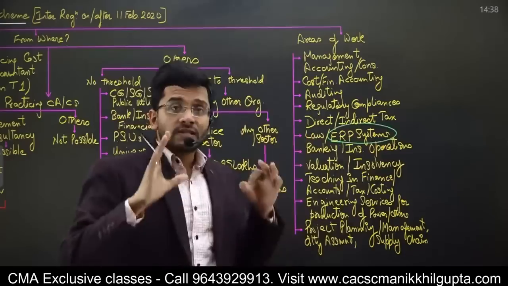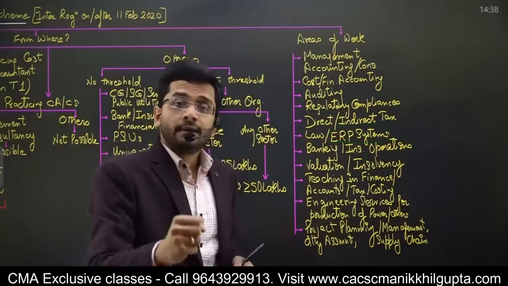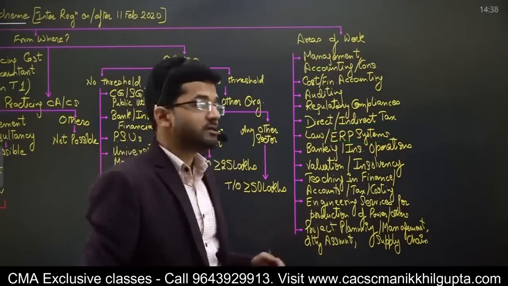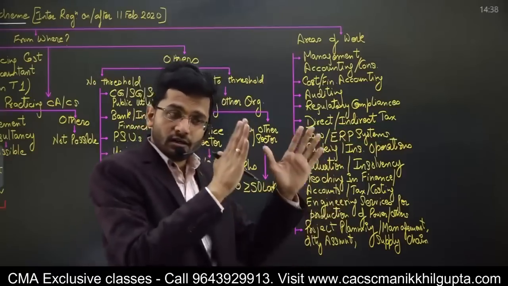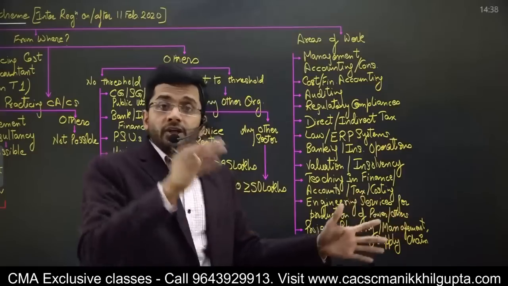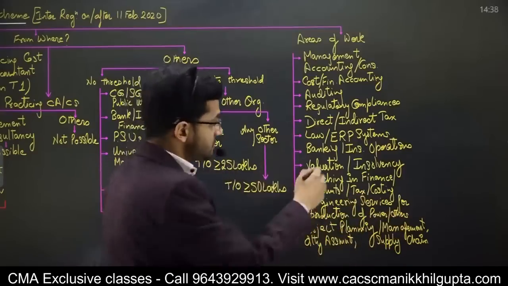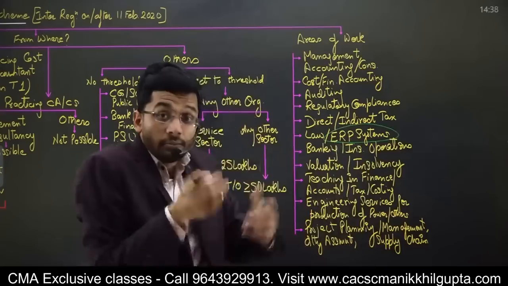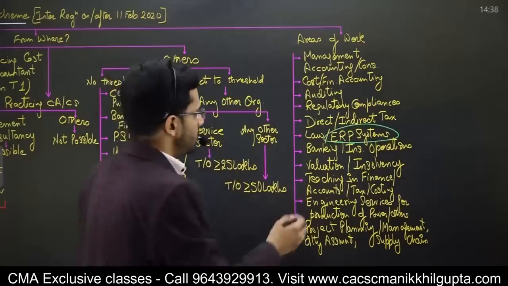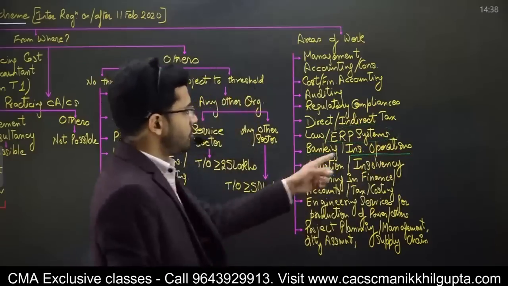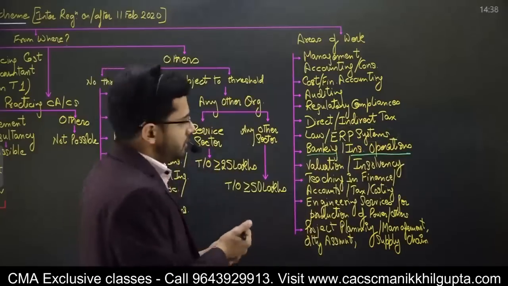Some organizations like Oracle offer CMA articleship to CMA students, and what kind of work do they do? They incorporate costing modules in their ERP using you guys, using your expertise. So if you are working under ERP systems, developing modules for ERP systems, you are eligible for articleship. Banking, insurance operations, if you are doing any operations relating to banking or insurance, you will be able to get credence.